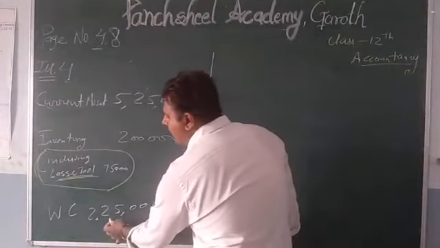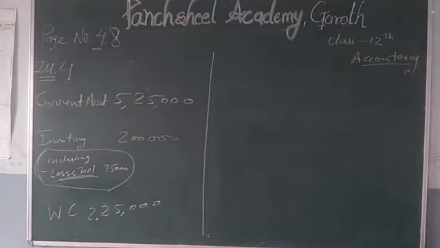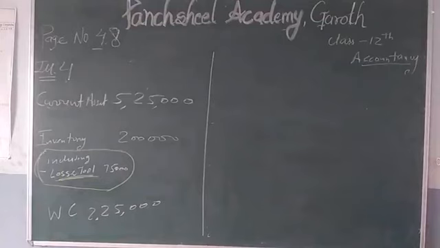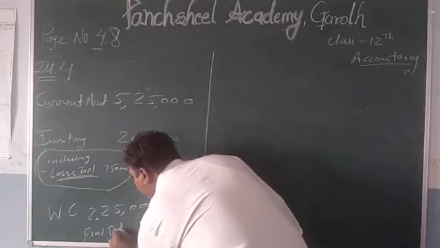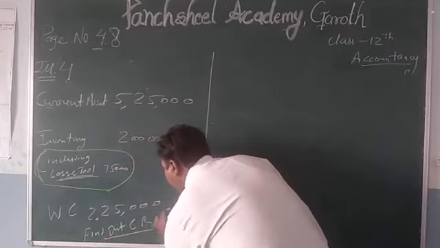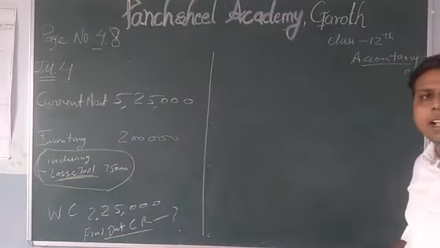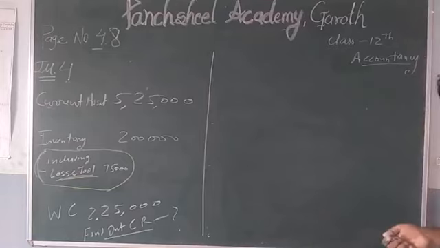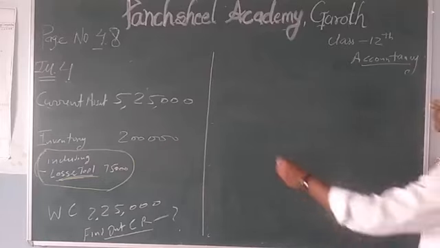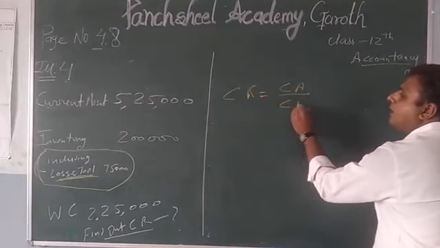And working capital is given 2,25,000. Now, the question asks to find out current ratio. How will you find out the current ratio? So, again the same procedure. Current ratio is equal to current asset divided by current liability.